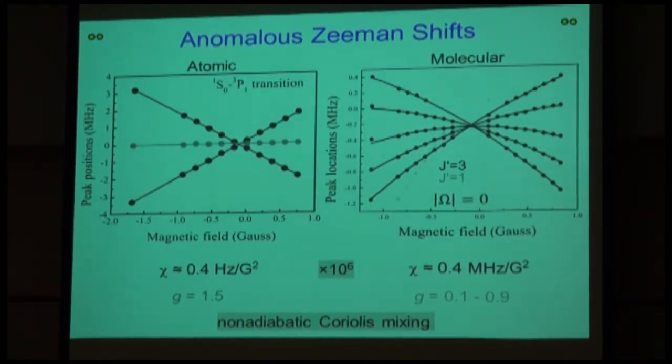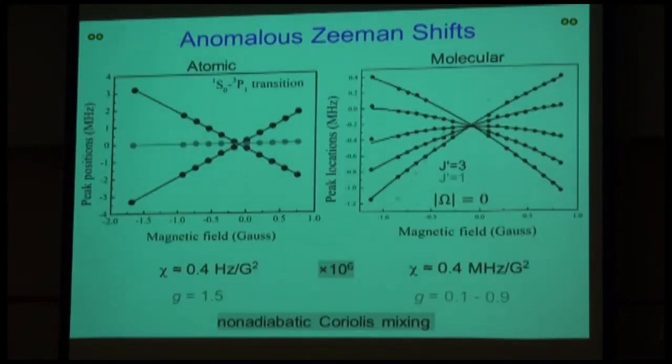Of course, another puzzling thing was that even the linear shifts were unexpected. In fact, this particular level corresponds to the Omega of 0 in the excited state, or the potential. Remember, the excited state had two potentials, so this one corresponds to the one that's supposed to have no linear Zeeman shift, and yet these levels had large Zeeman shifts with effective g's of 0.1 to 0.9. So both the linear shift and the quadratic shifts were huge compared to what we thought they should be.